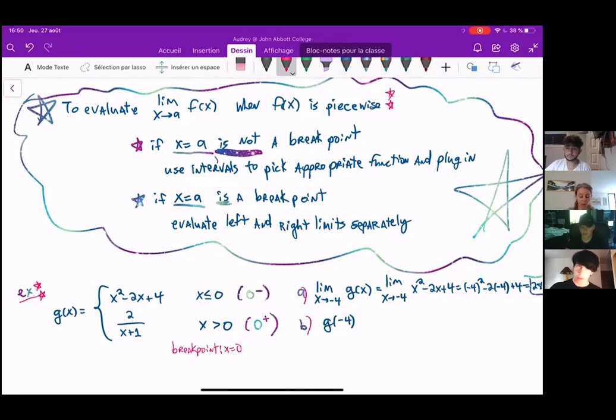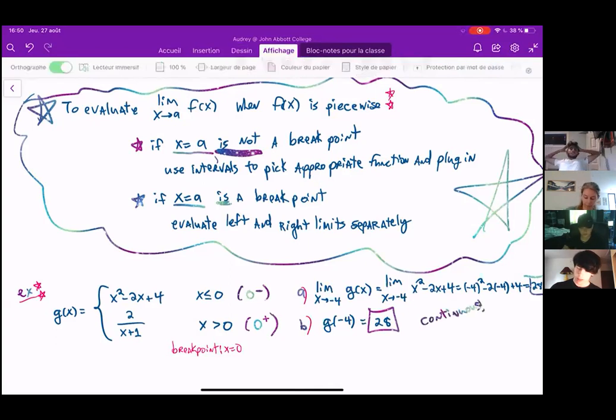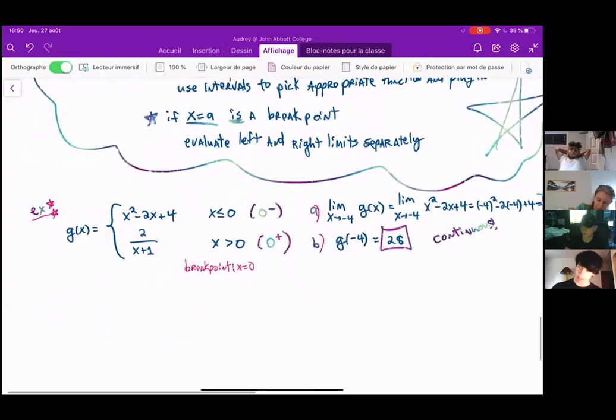28. -4 is clearly firmly in that interval. This is just 28. Is this continuous at x equals -4? Yeah, because the two values are equal. You got it, exactly. They're the same. This is continuous. Yay, we like continuity. C and D.